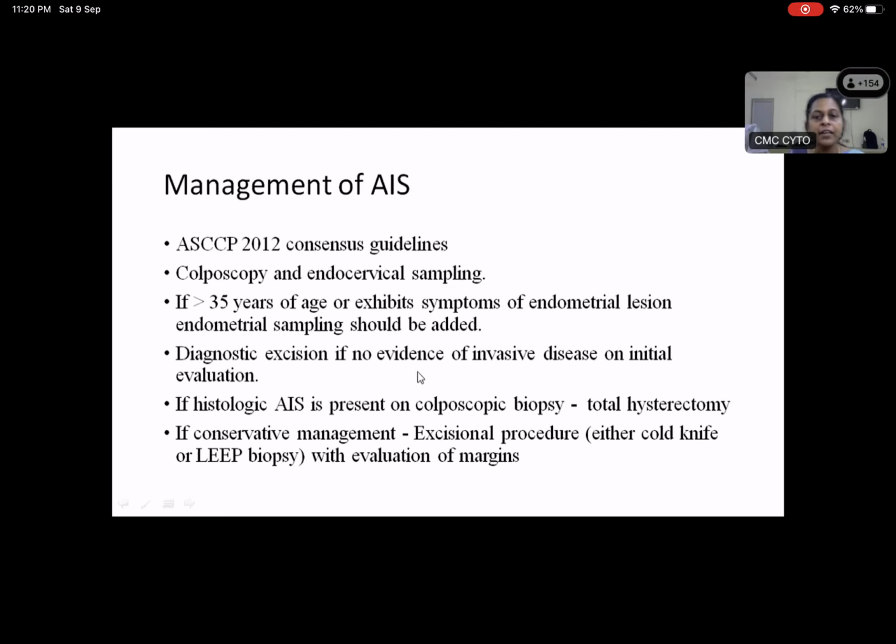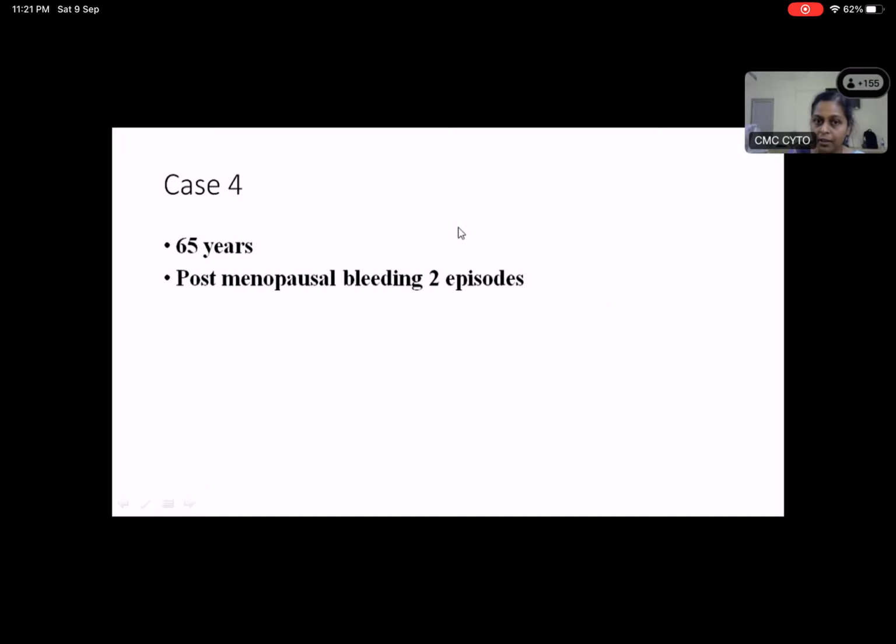So what is the significance of reporting AIS? When we call something AIS, according to the ASCCP guidelines, colposcopy and endocervical sampling has to be done. But if the patient is more than 35 years of age, endometrial sampling also should be done. And when you do an initial biopsy, if there is no evidence of invasive disease, diagnostic excision has to be done. If it is present on the biopsy also, the final outcome will be total hysterectomy, unless they want conservative management. If conservative, you can do an excisional procedure like LEEP, with margin evaluation. So that is the significance of reporting AIS.